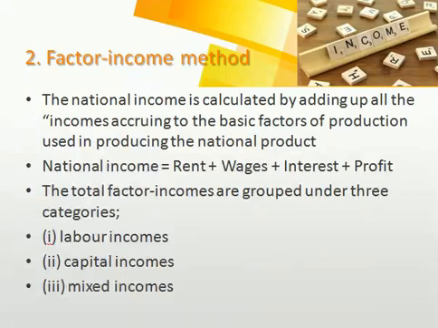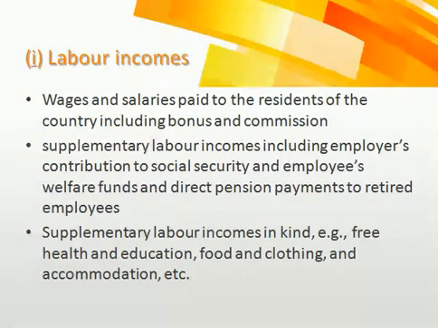The formula goes like this: net income is equal to rent plus wages plus interest plus profit. The total factor incomes are grouped under three categories: labor incomes, capital incomes, and mixed incomes. Labor incomes are wages and salaries paid to the residents of the country, including bonuses and commission.